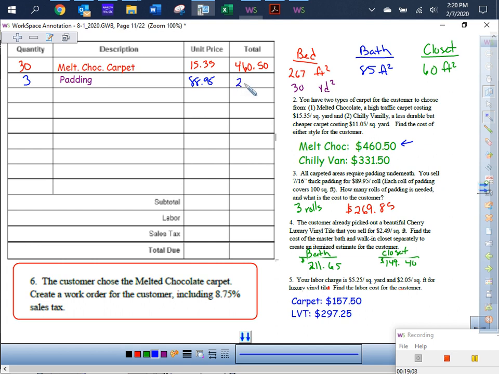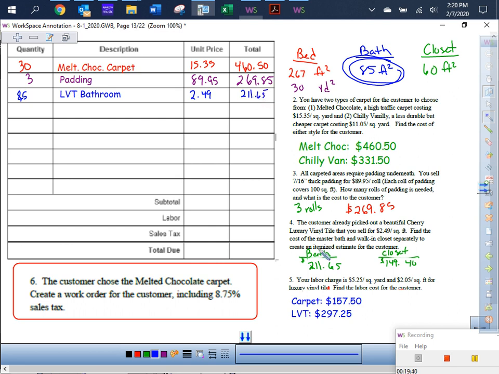So $269.85, that goes there. And then the next thing we put on there is the LVT for the bathroom, because they wanted it separated. So okay, LVT for the bathroom, we've got to go figure out our quantity. It was 85 square feet. So 85, come on pen. And the unit price for that was $2.49 per square foot, and we got a total of $211.65.